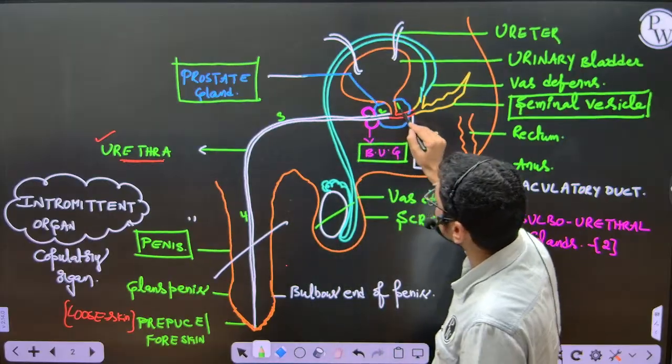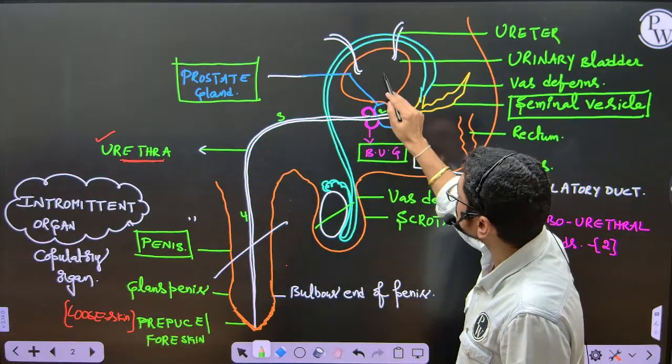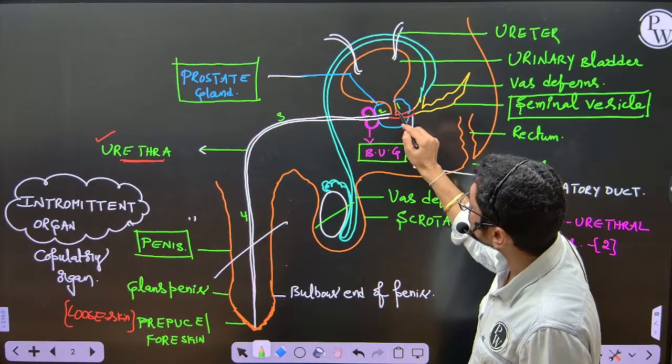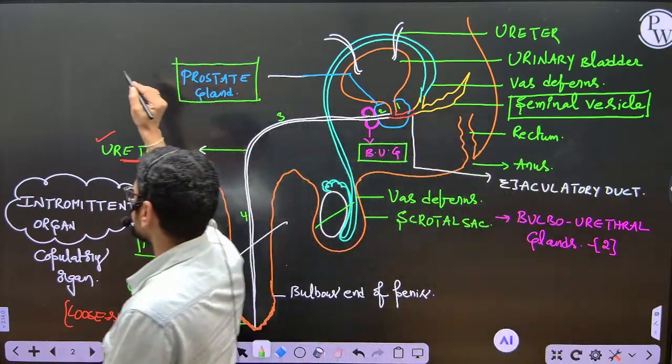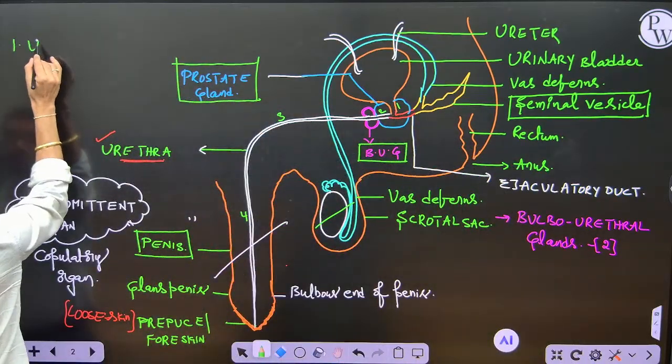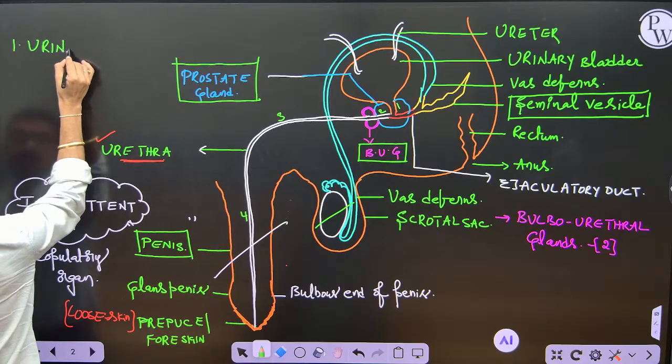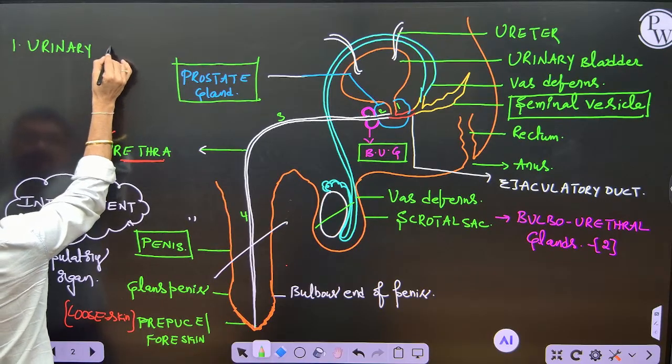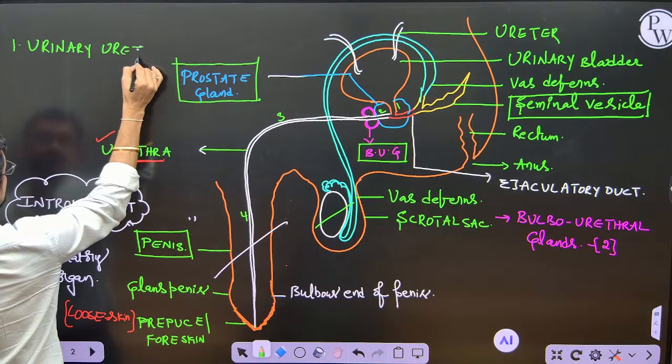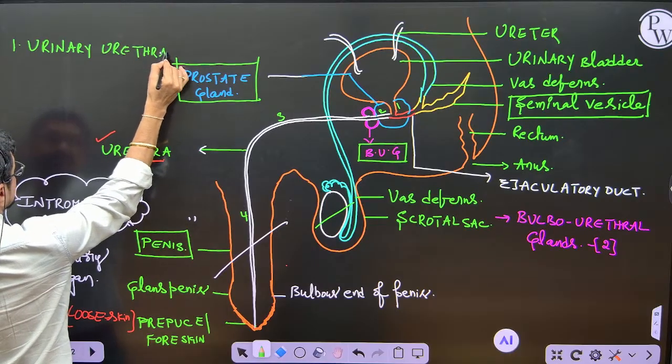Number 1, the first part of the urethra, which is present just beneath the urinary bladder. This one. This is number 1. I will write here: number 1, first part is urinary urethra. Urinary urethra is the first part of the urethra.